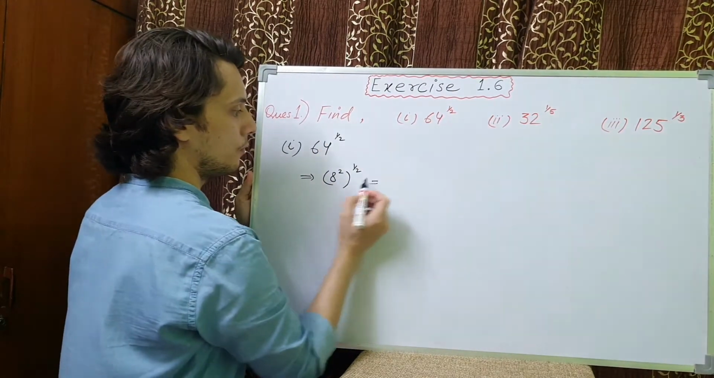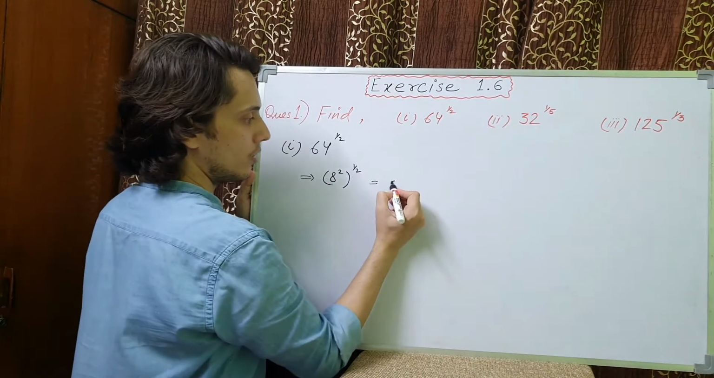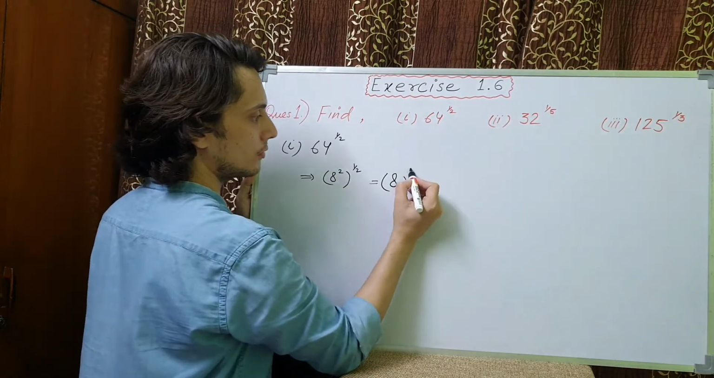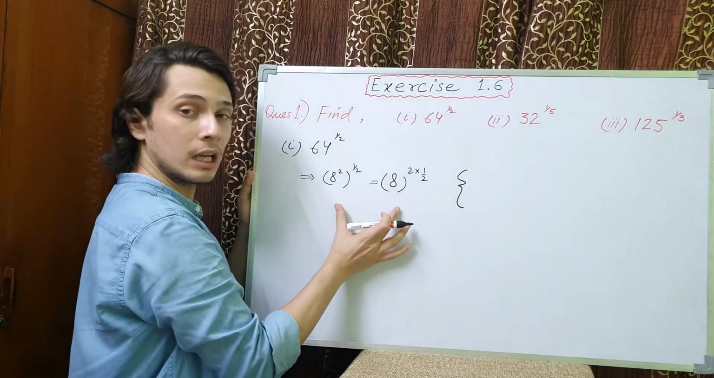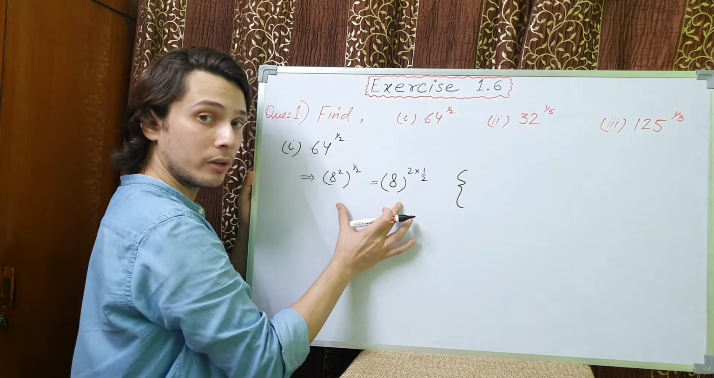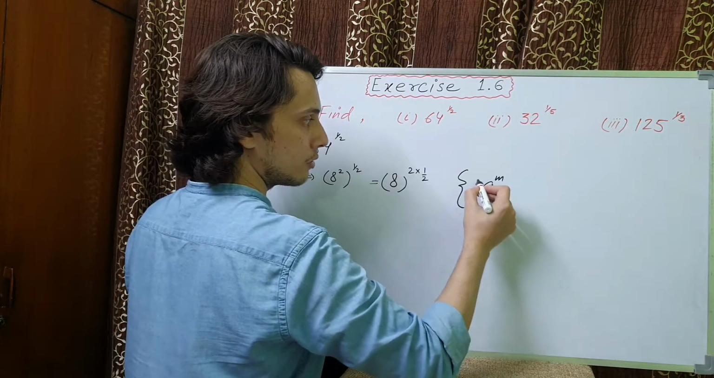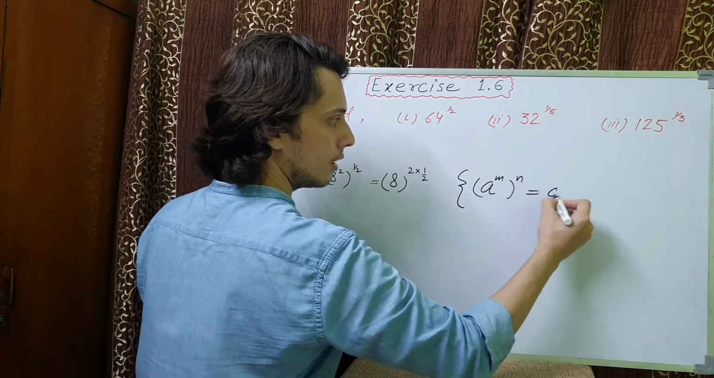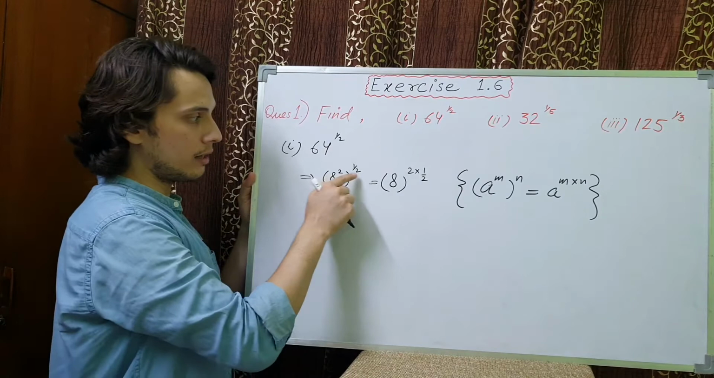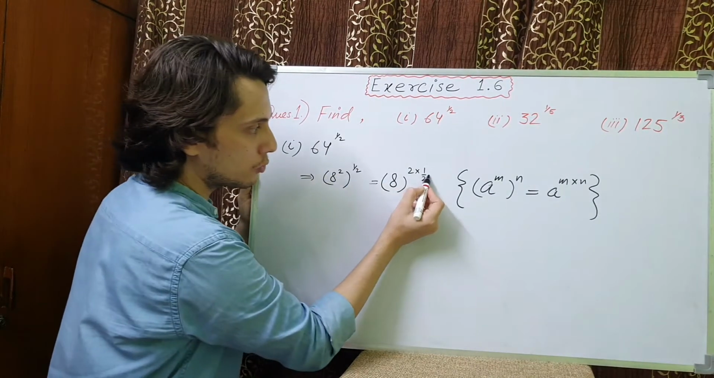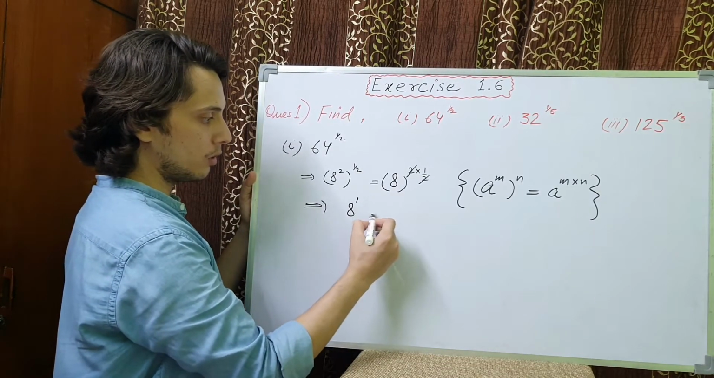Now these two powers get multiplied. So I can write it like this: 8 raised to the power 2 into 1 upon 2. It is better to write the law which is applied over here in braces on the right hand side. The law used here is a raised to the power m, whole raised to n, is a raised to the power m into n. m is 2 and n is 1 upon 2. Now this 2 gets cancelled with this 2 and the answer is 8 raised to the power 1, which is ultimately 8.